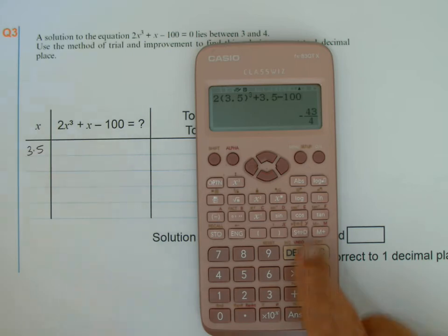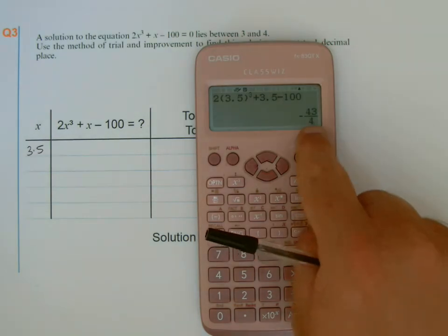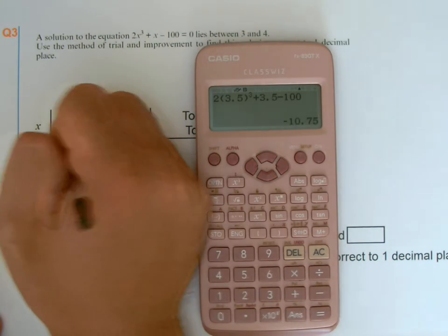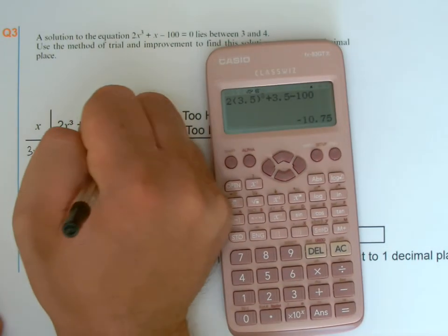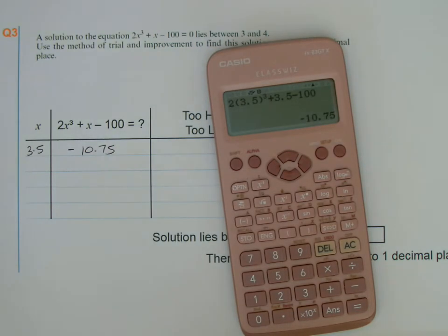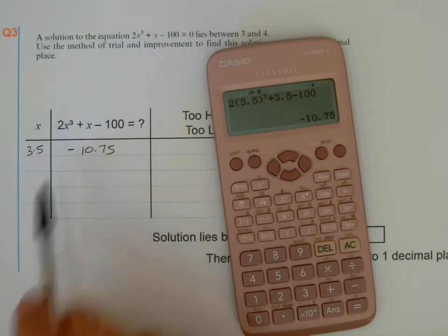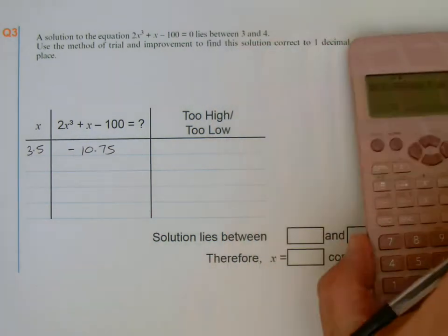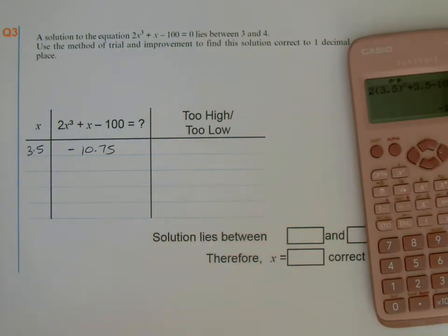So if I do that, you'll get your fraction, so press the SD. So you can see this time it comes out to be minus 10.75. Well, of course, I wanted it to be 0, didn't I? Or obviously closer to 0 as possible. But it's negative on the number line, which produces an answer which is clearly too low. So 3.5 is too low for us.